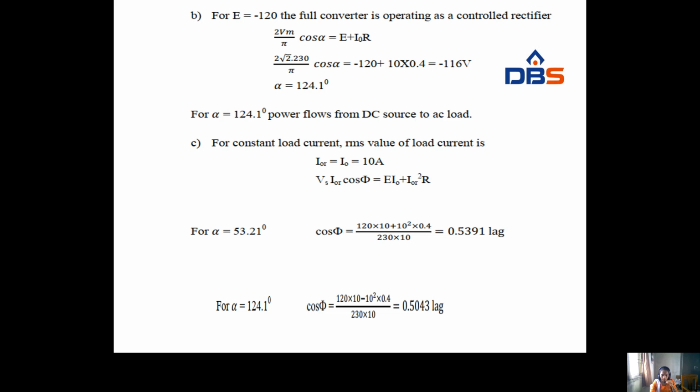So for alpha equal to 124.1 degrees, the firing angle is above 90 degrees, so the power flows from the DC source to the AC source. Here the given angle will be minus, so it will be DC source to AC source.